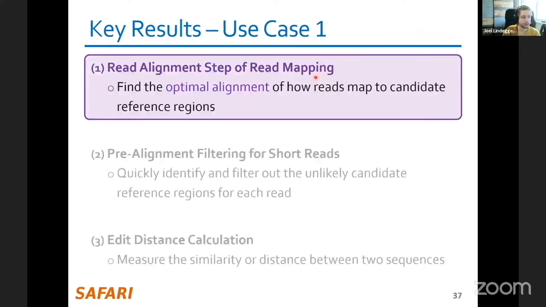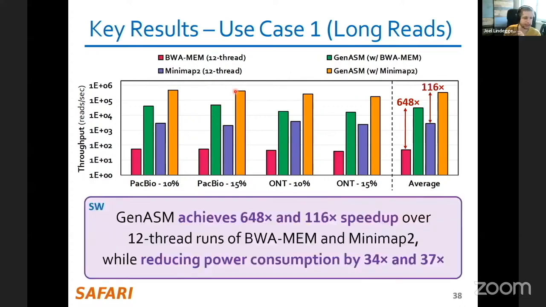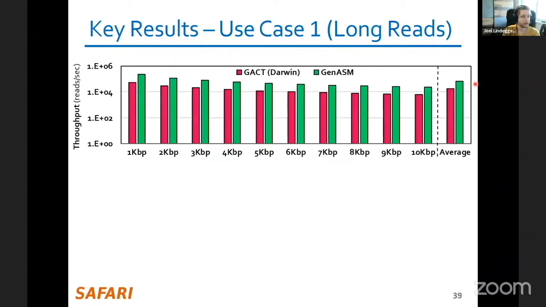So I'll focus on this first use case here, this read alignment use case. We are in particular observing speedups across all baselines. We have 648x speedup on average over the software baselines in this case, and 116x speedup over the Minimap baseline. So the first one was what? Oh, BWA-MEM. So BWA-MEM is accelerated by 648x and Minimap by 116x with the help of this alignment accelerator.